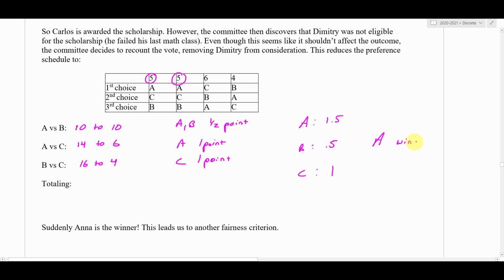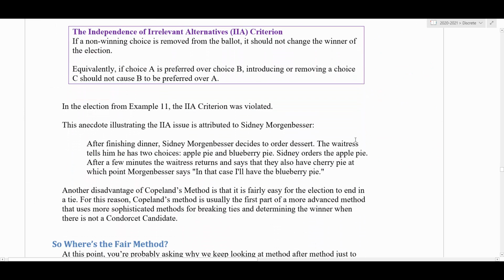All of a sudden Anna is the winner when Dimitri was eliminated from that initial ballot. Okay, so Anna becomes the winner even though an irrelevant choice was removed from the preference schedule. And this doesn't seem like it should have happened. It doesn't seem fair that Carlos lost out on the scholarship because we removed someone who shouldn't have been there in the first place.